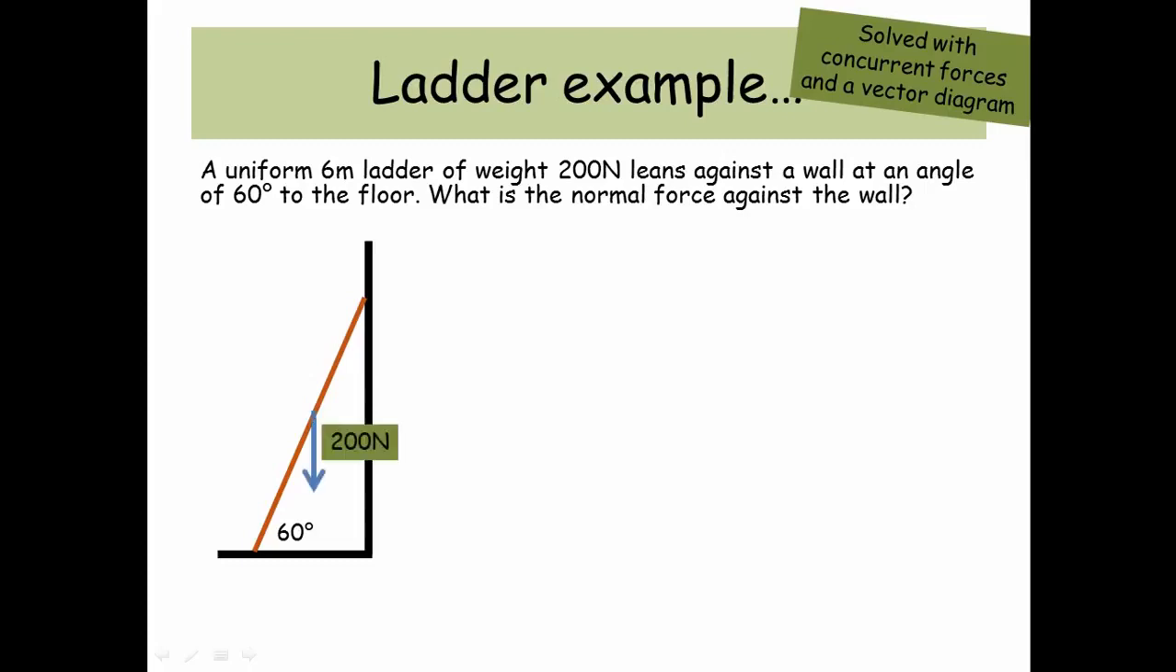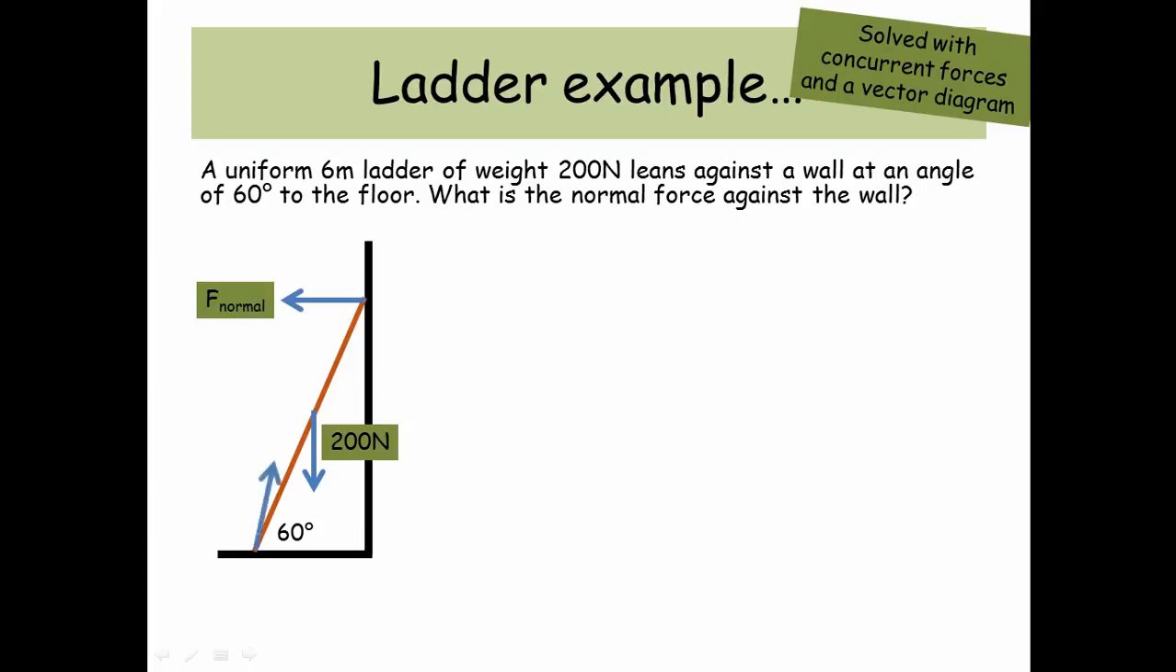Now, it's a uniform ladder, so the center of mass is going to be in the middle, and that's going to have a force of 200 newtons. That's the weight of the ladder. There's going to be a normal force acting on the ladder from the wall, and we don't know the value of that force, but we would like to find it out.